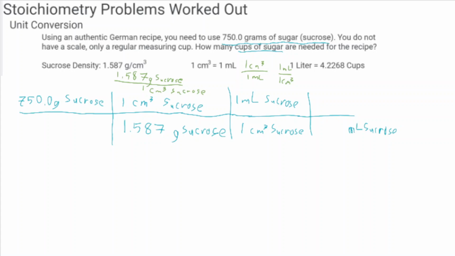Now looking at the problem, we don't see anything that directly has milliliters of sucrose besides the conversion we just used. But what we do have is this liters to cups. A very common conversion is to go from milliliters to liters. You can use a useful equations packet for that, or you can just know that it's a very common conversion and say that we have 1,000 milliliters for every 1 liter of sucrose.